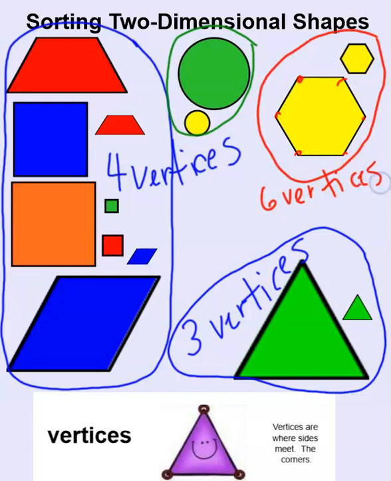So boys and girls, sorting two-dimensional shapes by their attributes, thinking about sides and vertices, is one way to sort. Great job today.